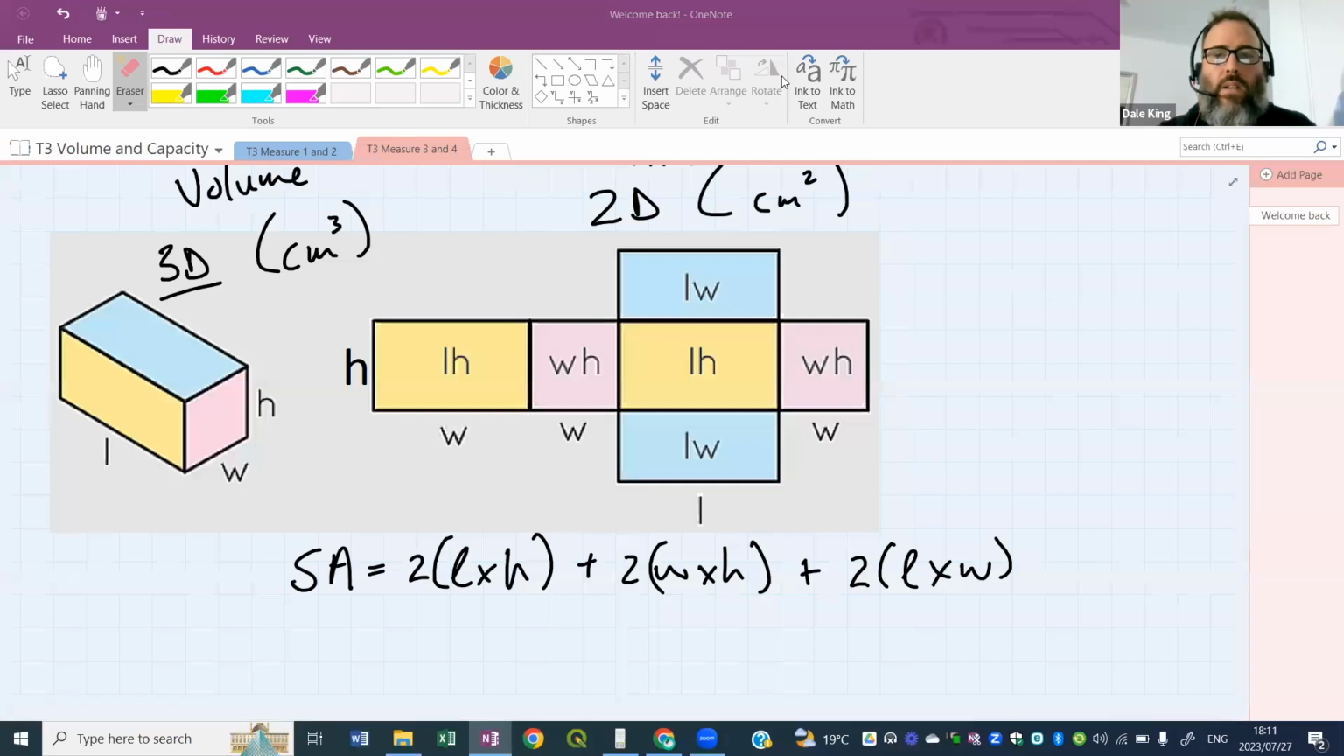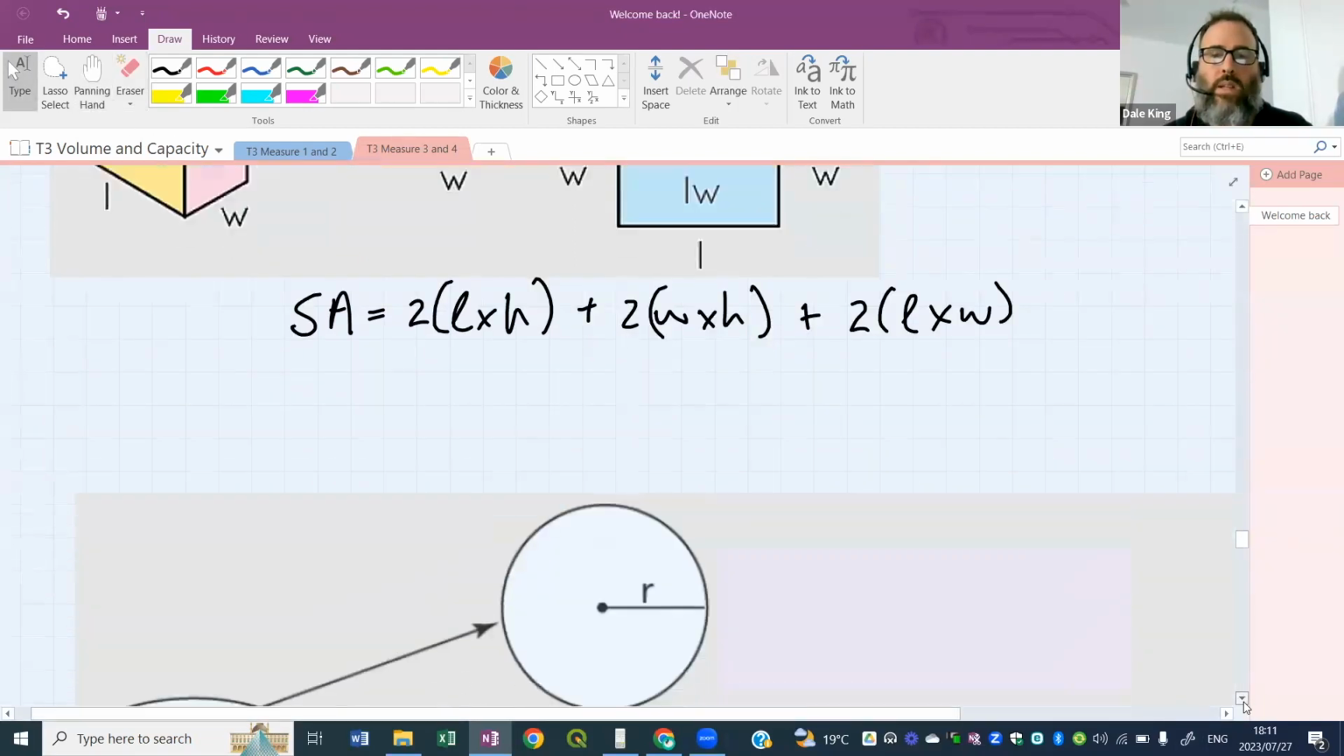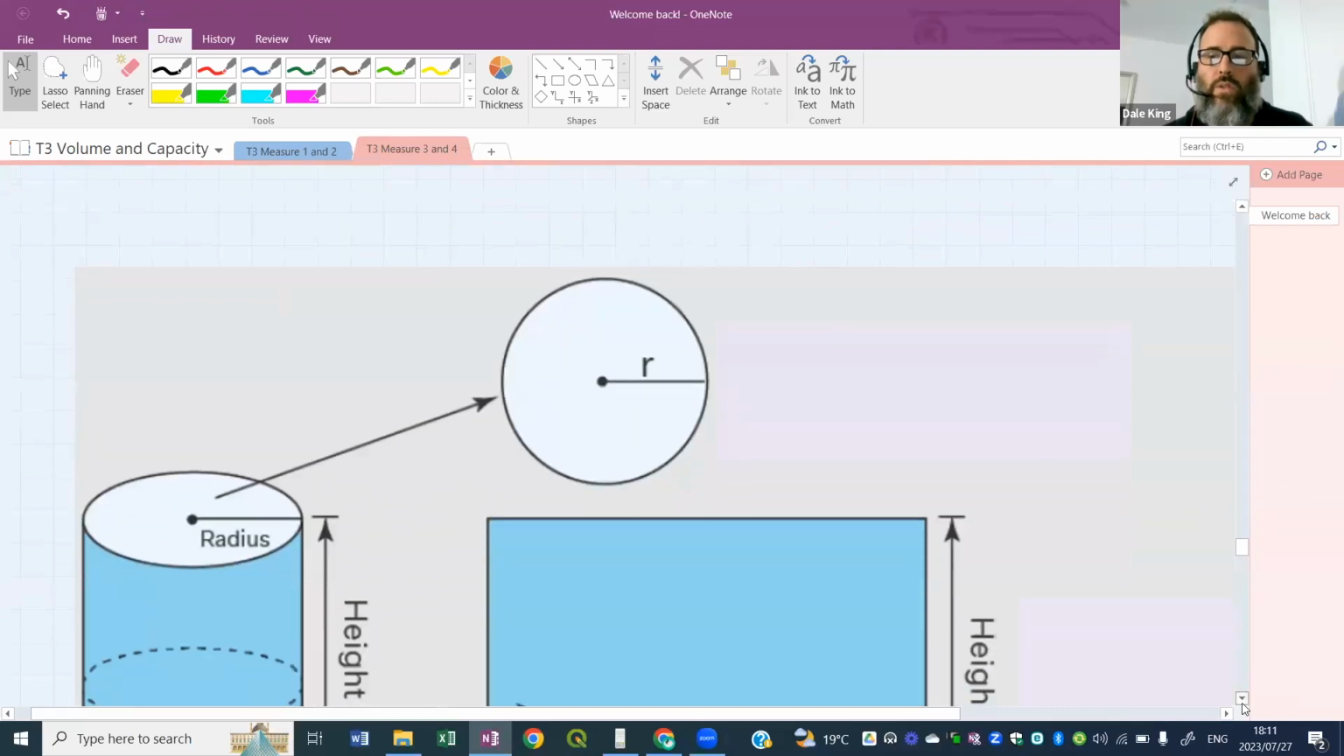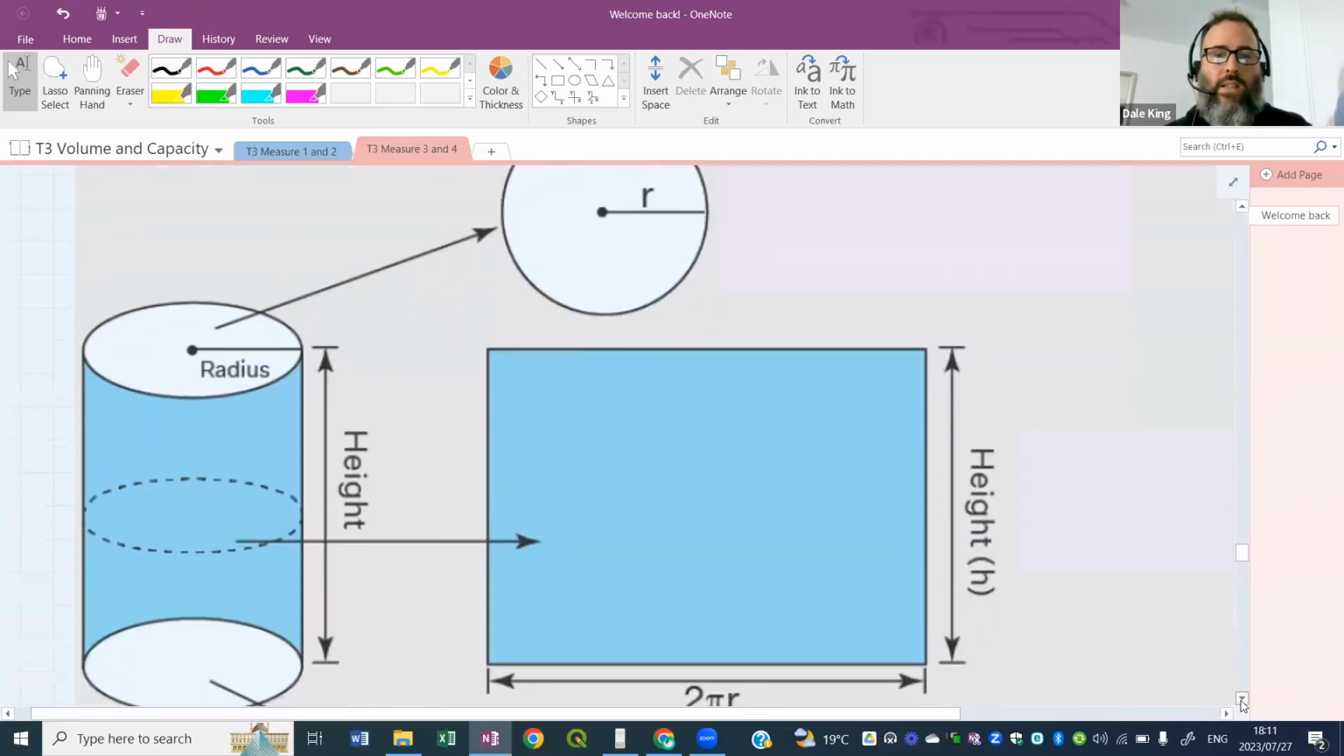All right, let's move on to the cylinder. Okay, so the rectangular prism is easy. The cylinder is also quite easy, except we're dealing with circles. Okay, so here is a cylinder.